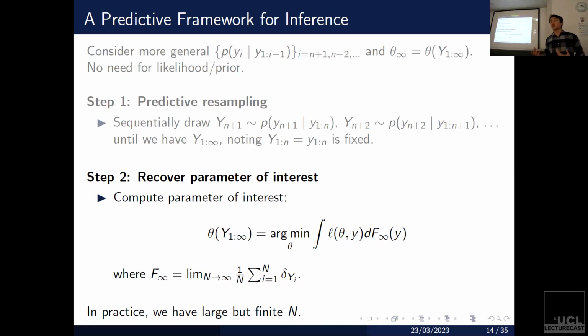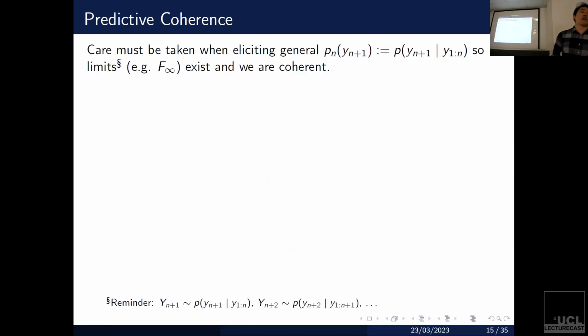Okay, so the question is now, how general is this? Can we just use any sequence of one-step ahead predictive densities? And the answer is unfortunately going to be a firm no. There are going to have to be some constraints. These constraints are going to be weaker than the traditional Bayesian constraints, but they're still going to be intuitive and easy to understand. The idea here is that because we're working with infinities and we're sampling these infinite populations where we're trying to tease out some uncertainty for this parameter, we have to take care when we're actually listing this.